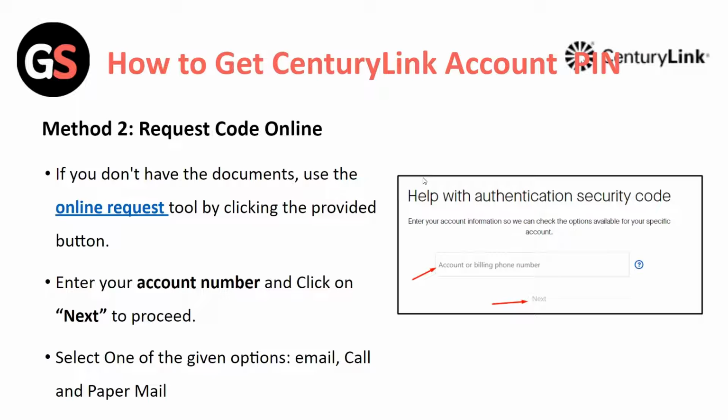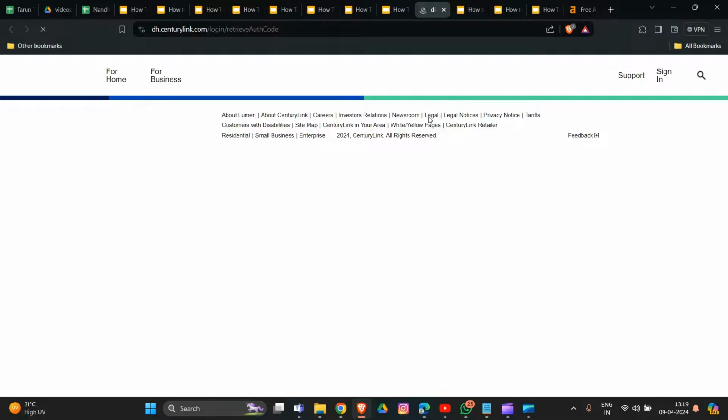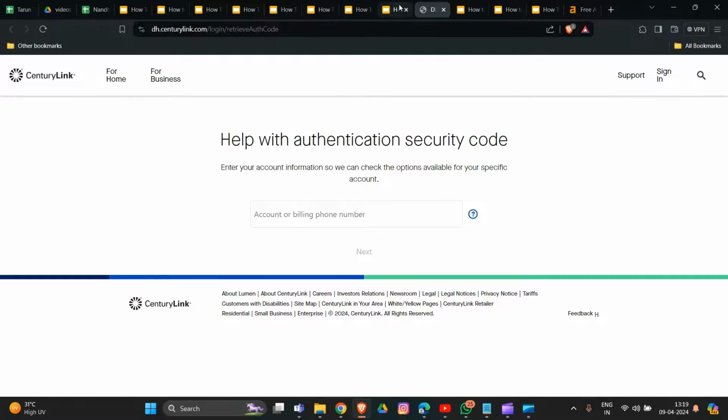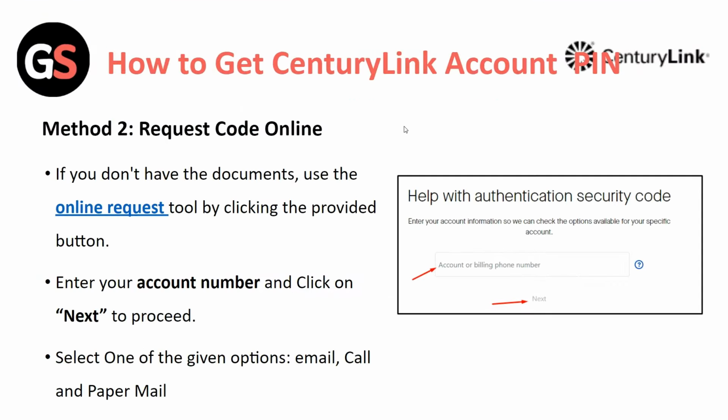So now here's also the second method to get your account PIN, then request a code online. If you don't have the document, use the online request tool by clicking the provided button. So here is also a link we will provide you in our description box to get you directly through this link. So these are the links, and now I'm telling you how you can do this step by step to get your account PIN.